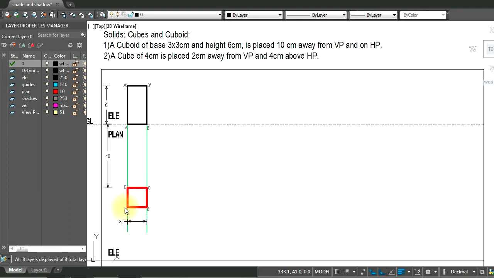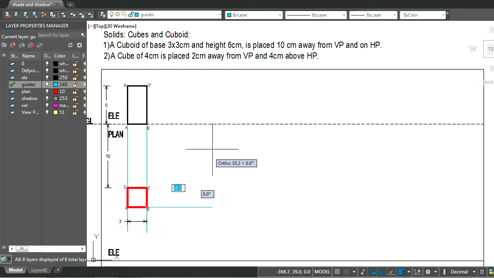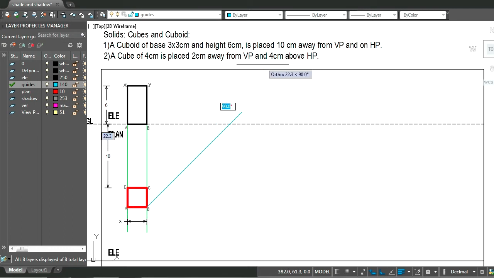So in plan we'll be seeing a 3 centimeter by 3 centimeter block, height of 6 centimeters, and this is placed at 10 centimeters away from the vertical plane, and it is on the HP, so the base of the object touches the ground line. To draw the shadow of this, we will begin by drawing the 45-degree lines. So we see that light is coming from here, and points A, D and B receive the light. So we'll draw the light rays from that.